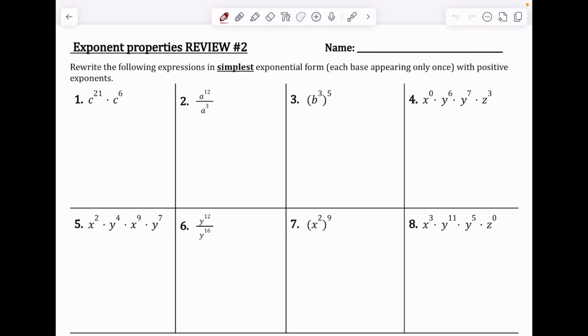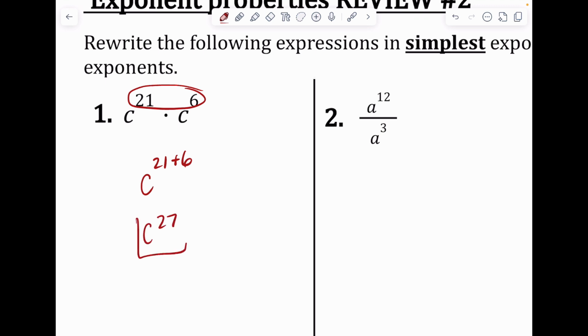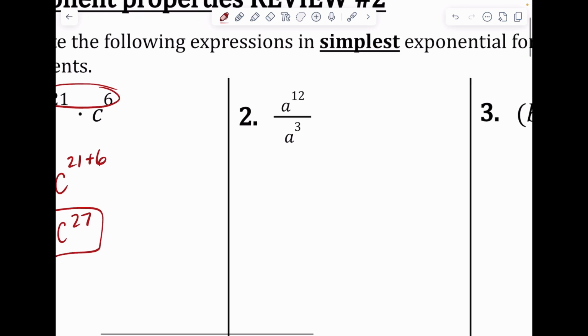Number 2. Okay, starting off with number 1, we have the base of c, where we have c to the power of 21 times c to the power of 6. This is your product rule, so you know you're going to add your exponents and keep the same base. So 21 plus 6 gives you 27. Okay, number 2, this is your quotient rule.